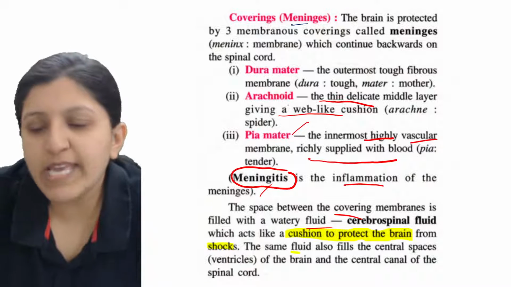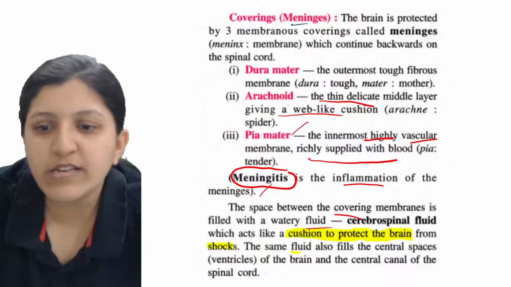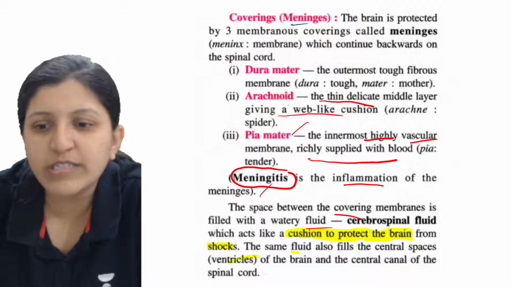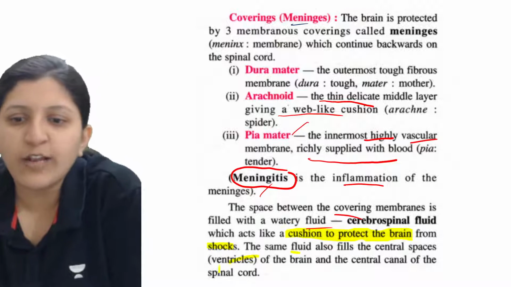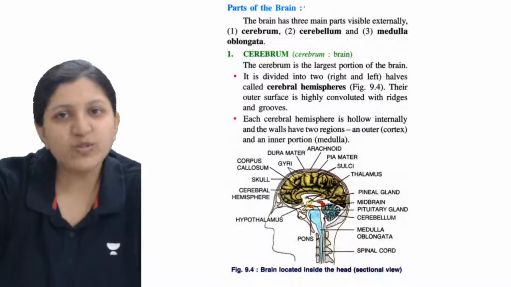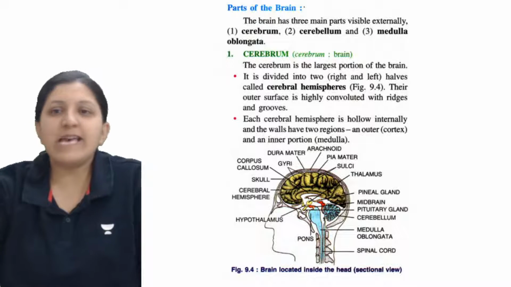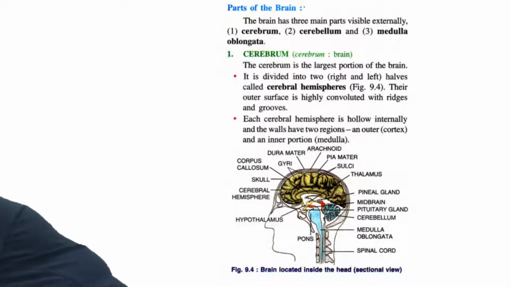Okay, so the same fluid also fills the central spaces, that is the ventricles of the brain and the central canal of the spinal cord. So the same fluid, that is CSF, cerebrospinal fluid, will be there. So let's have a look at the parts of the brain.